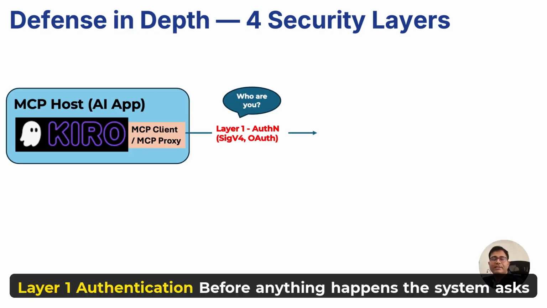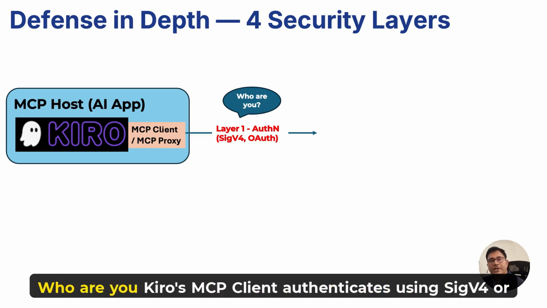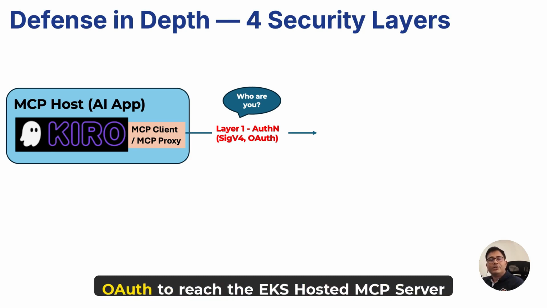Layer 1, authentication. Before anything happens, the system asks, who are you? Kiro's MCP client authenticates using SigV4 or OAuth to reach the EKS hosted MCP server.